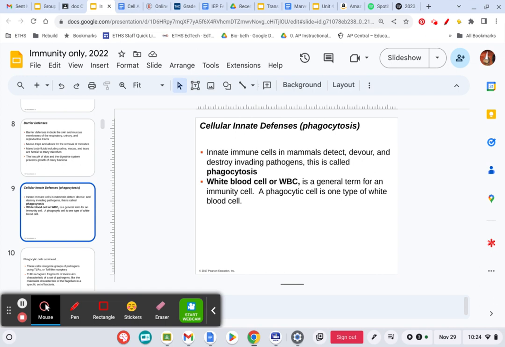There are phagocytotic cells, and that's their job. One type of phagocytotic cell is the white blood cell. If you've ever gone to the doctor and they say your white blood cell count is elevated, that is telling them that there's an infection going on. Your white blood cells are produced in response to an infection. That can be a good indication of something going on, and they can go from there to try and figure out what it is.